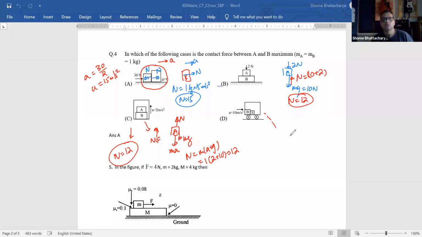And similarly here also you make the FBD. Okay. So on E, you can see that normal reaction is pushing like this, and it has an acceleration of 10 meters per second square. So normal reaction will become 1 kg into 10 meters per second square. So that is 10 newtons. Okay. So the maximum is in the first case, 15 newtons.